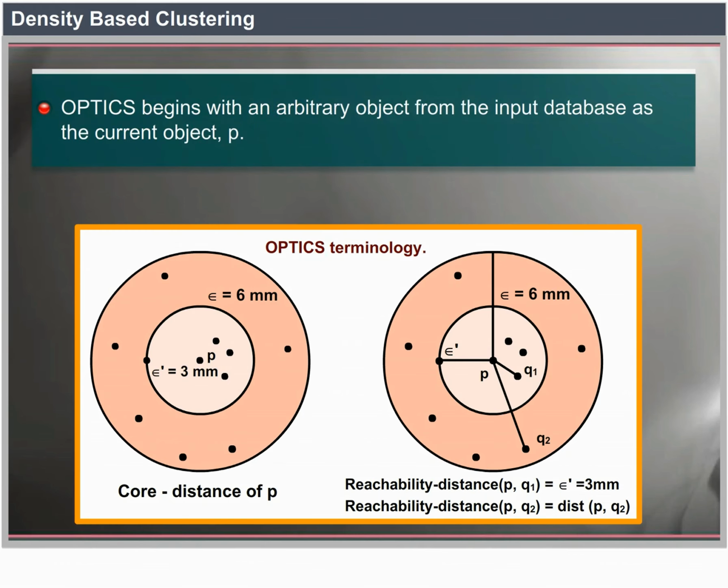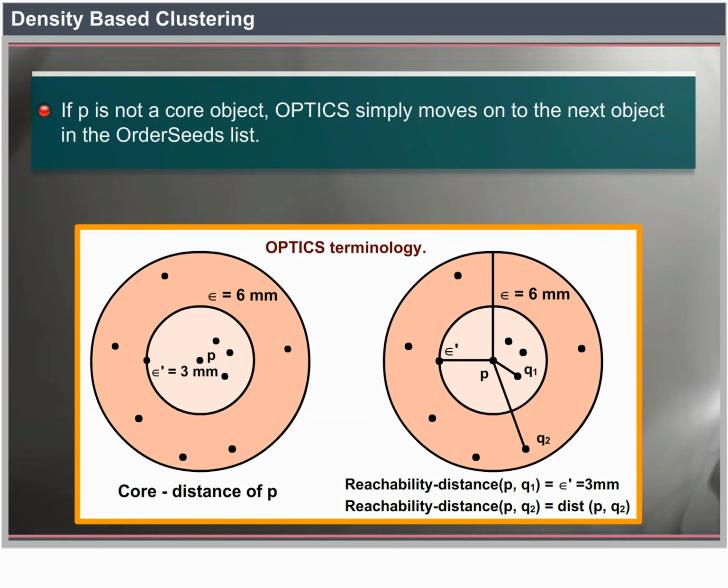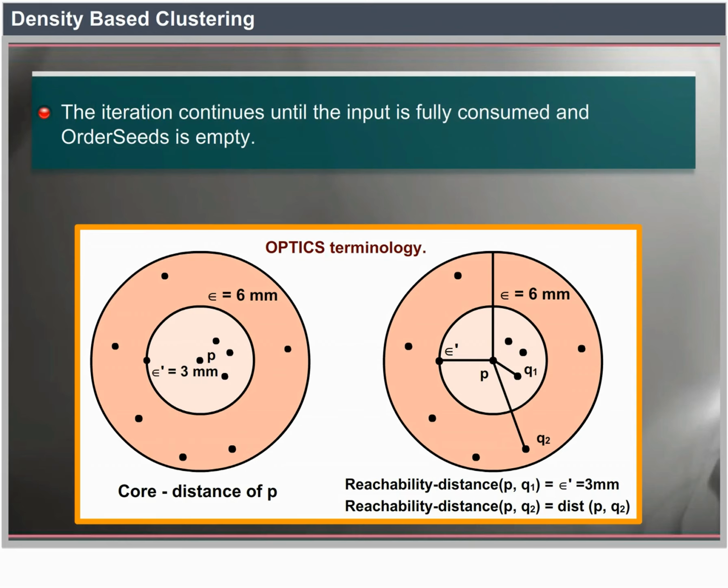OPTICS begins with an arbitrary object from the input database as a current object P. It retrieves a neighborhood of P, determines the core distance, and sets the reachability distance to undefined. The current object P is then written to output. If P is not a core object, OPTICS simply moves on to the next object in the OrderSeeds list. If P is a core object, then for each object Q in the neighborhood of P, OPTICS updates its reachability distance from P and inserts Q into OrderSeeds if Q has not yet been processed. The iteration continues until the input is fully consumed and OrderSeeds is empty.